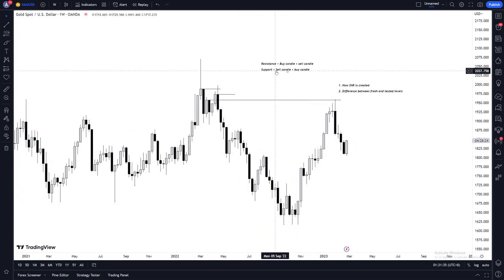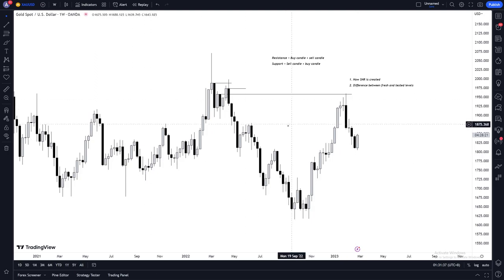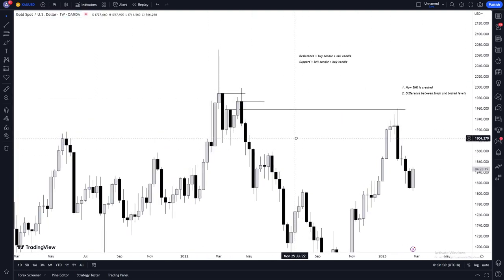Now, what about support? Sell candle plus buy candle. I'm going to just draw you random supports right now. Okay? Sell candle plus buy candle. And if you're wondering, yes, you're right. Sell candle, buy candle. This is support. Again, if it's fresh or not fresh, we'll get to that in just a second. I'm going to extend that out anyway. Sell candle, buy candle.